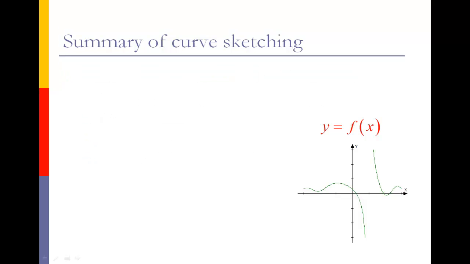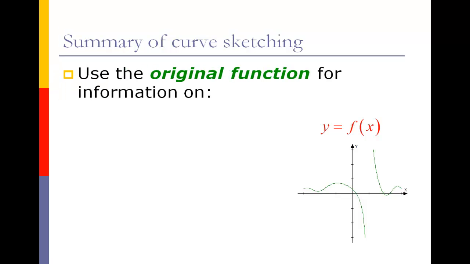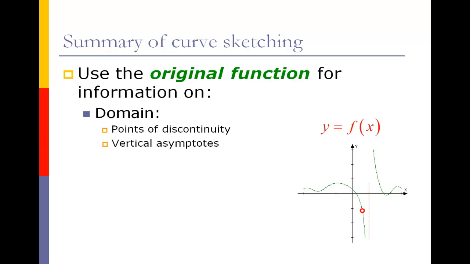So let's start by seeing how we can use the function itself, the original function. What kind of information can we get from the original function? Well, we can get information on the domain, things like points of discontinuity, things like, for instance, single point holes, or possibly jumps, or any of the other discontinuities that we have seen before. And of course, we're going to be using limits to analyze and identify those, as well as vertical asymptotes. Those also come out from the function itself by using limits.